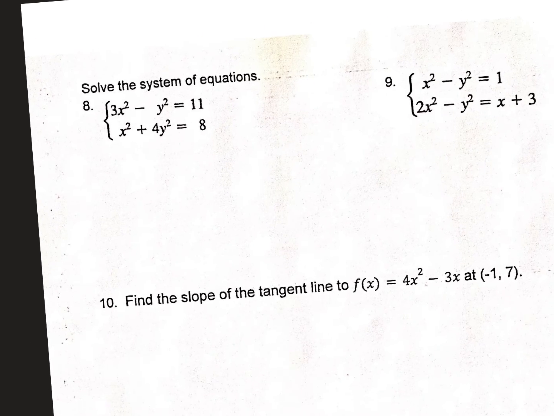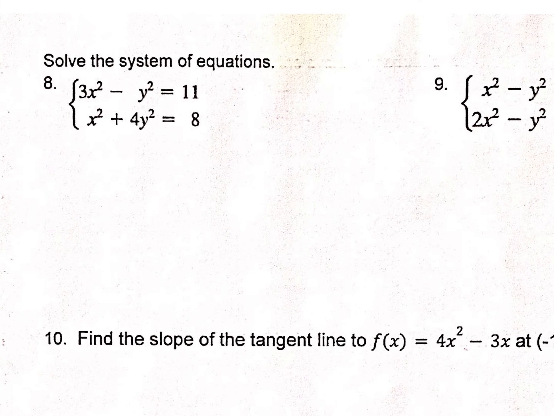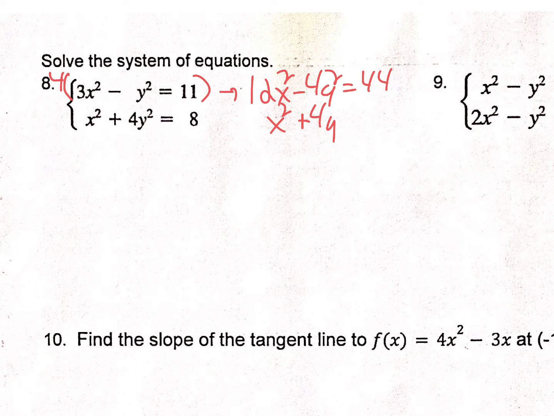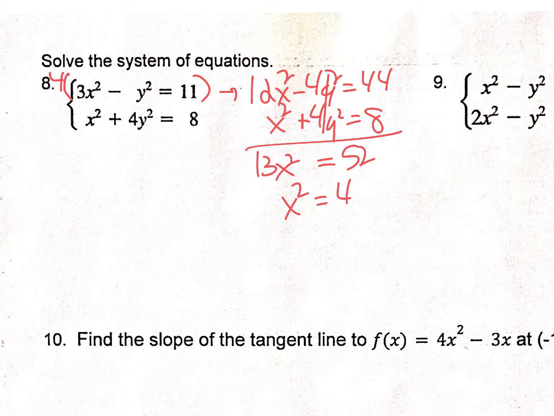Number 8 and 9, solve the systems. You can choose your method pretty much, whatever you think works the best. On this first one, it looks like elimination worked great. So I'm going to multiply that top equation by 4, which is going to give me 12x squared minus 4y squared equals 44. Second equation I'm going to bring straight across, x squared plus 4y squared equals 8. So it gives me 13x squared, the y squareds are gone, equals 52. 13 just happens to go into 52 4 times. Take the square root, there's my x's, plus or minus 2.